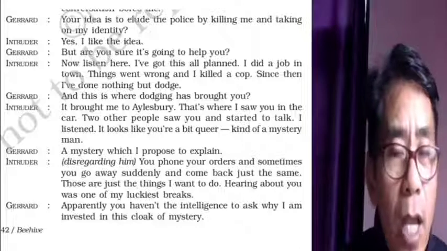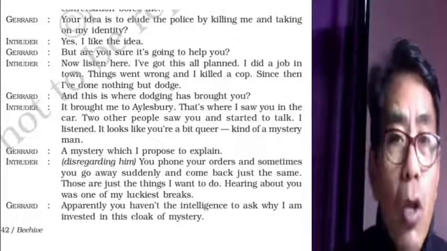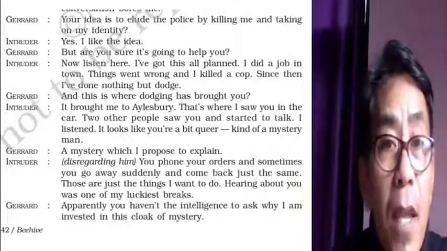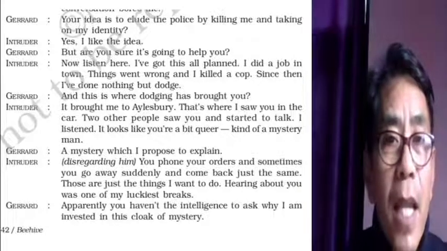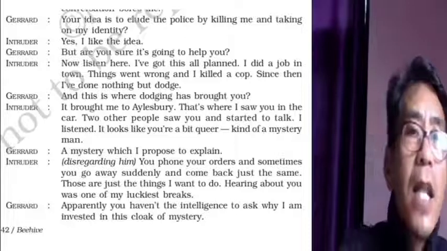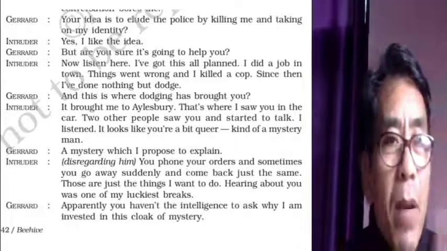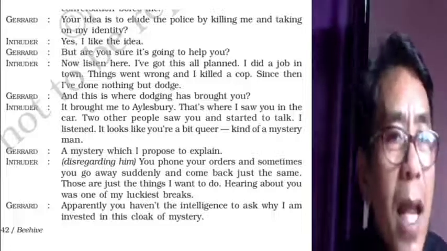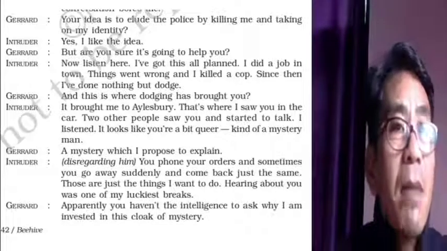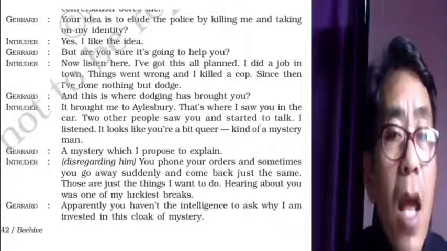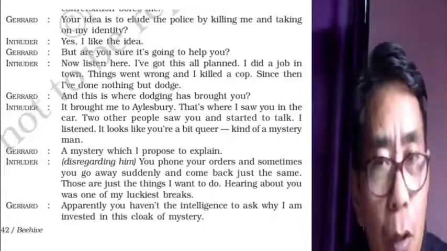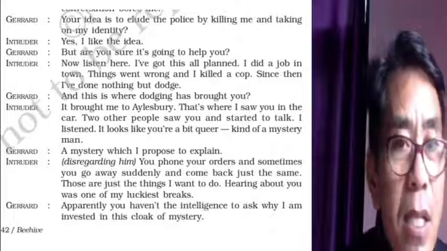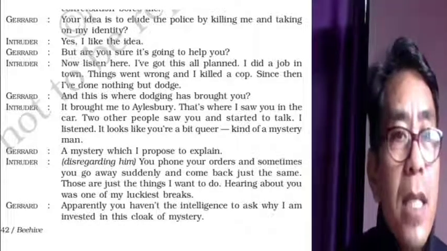Why? Because he never used to go to the shops to buy, he never used to interact with people. Even if he goes to the market, he does his shopping very fast and then goes back. People were considering Mr. Gerard a mystery man. They did not know. They found Mr. Gerard very queer, indifferent or unique. Mr. Gerard, and then a mystery which I propose to explain.